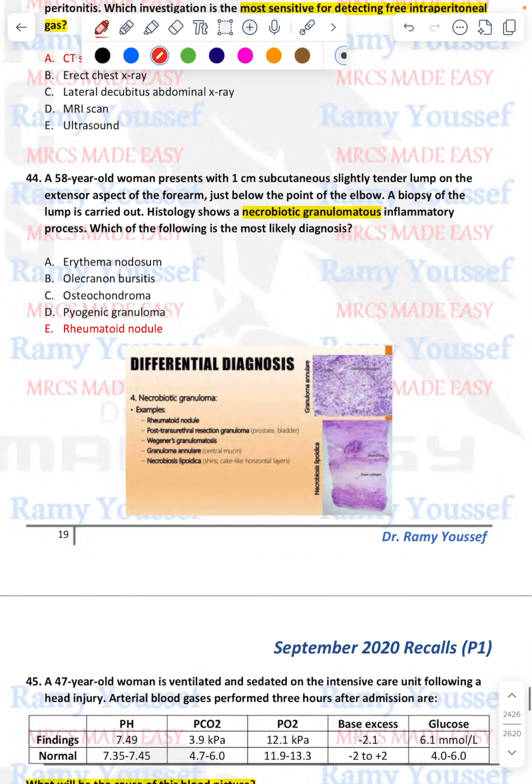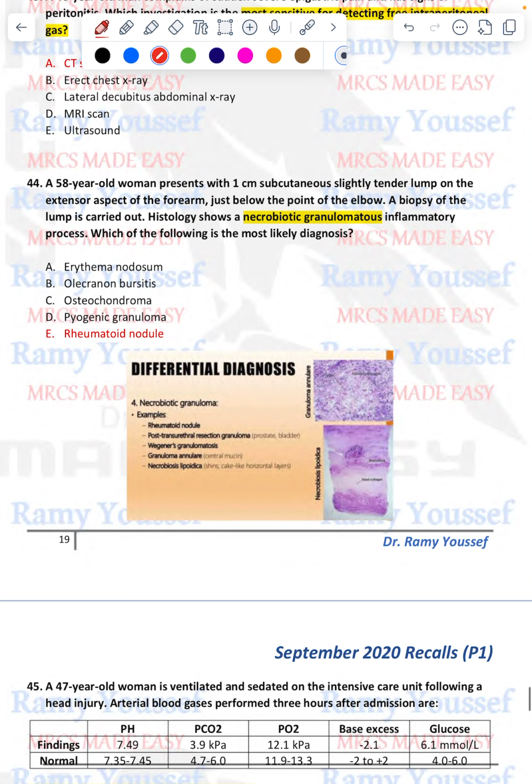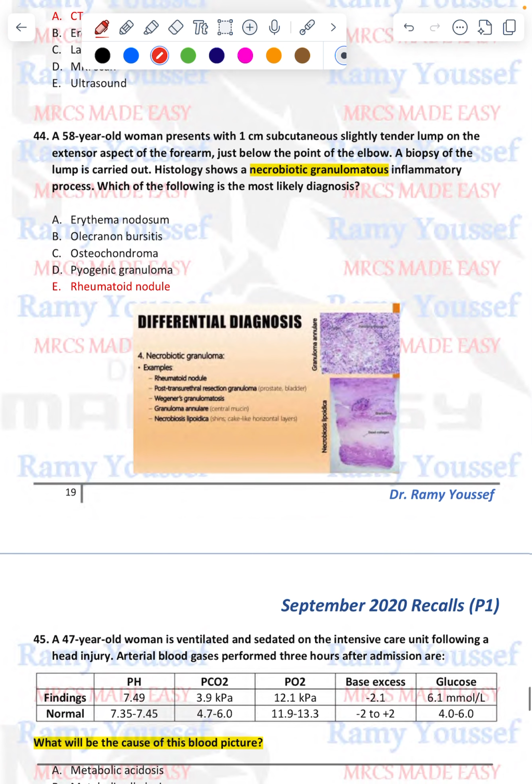A 47-year-old woman is ventilated and sedated on the intensive care unit following head injury. Here there is alkalosis, pH is high, PCO2 has gone very down, PO2 is still more, base has gone down. I think she is ventilated, so hyperventilation is there and base has gone down. So metabolic compensatory acidosis. What will be the cause of this picture?